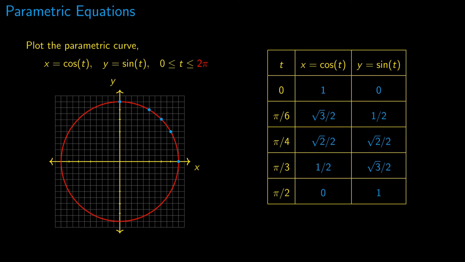And so we'd say that the parametric curve x equals cosine t, y equals sine t, where t goes from 0 to 2 pi, gives a circle of radius 1.